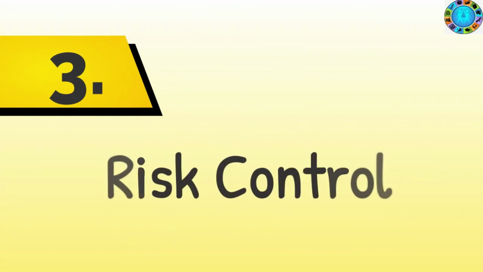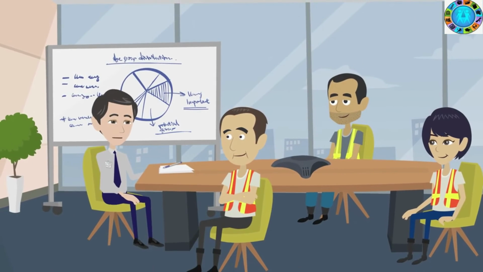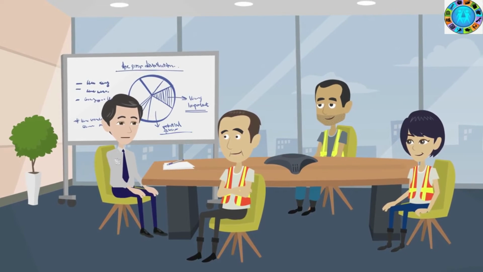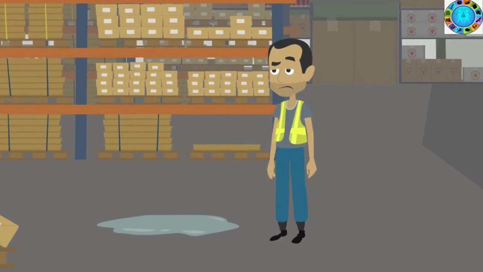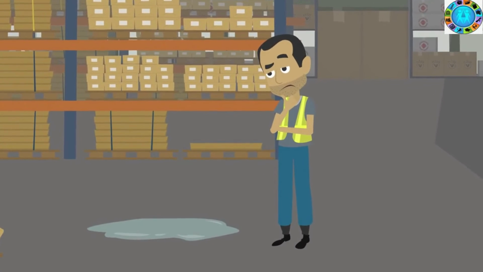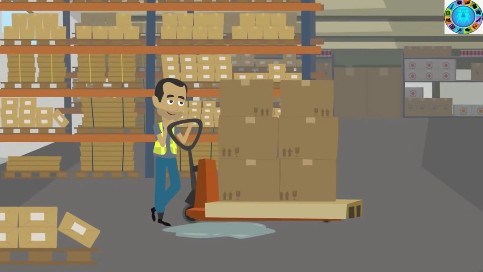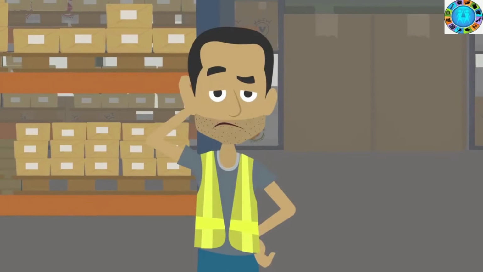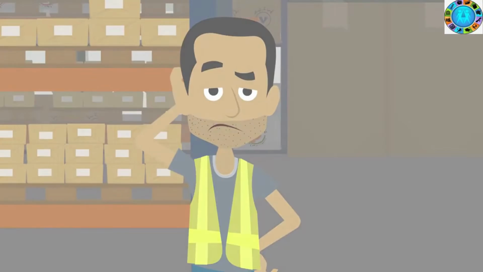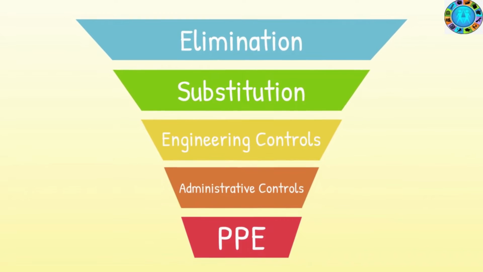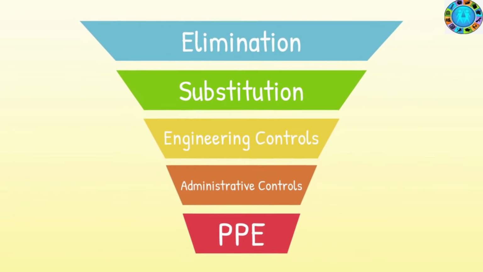Step 3. Risk control. Risk control is deciding what needs to be done to eliminate or control the risks to health and safety. Where possible, you should always try to remove or eliminate the problem. For example, by using a different process or changing the way a job is done. If it is not possible to eliminate the hazard, the hierarchy of risk control must be used to determine the most effective measures to minimize the risks.